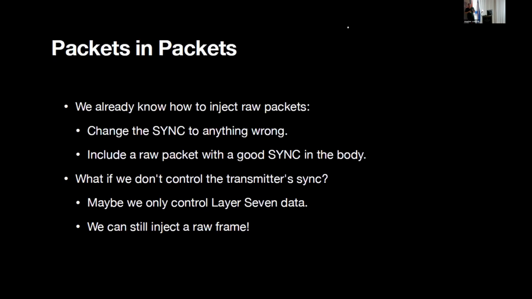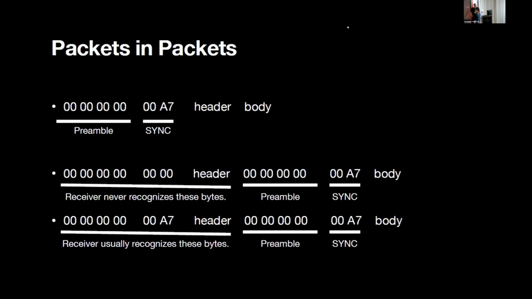But what if we don't control the synchronization field register of the transmitter? What if we do control data, but we are not able to reconfigure the radio, and we want to inject a raw packet anyways? It turns out that you can do this. And the method for this is called packet in packet. Here at the very beginning, at the top, we have a standard packet as it would be received in IEEE 802.15.4.